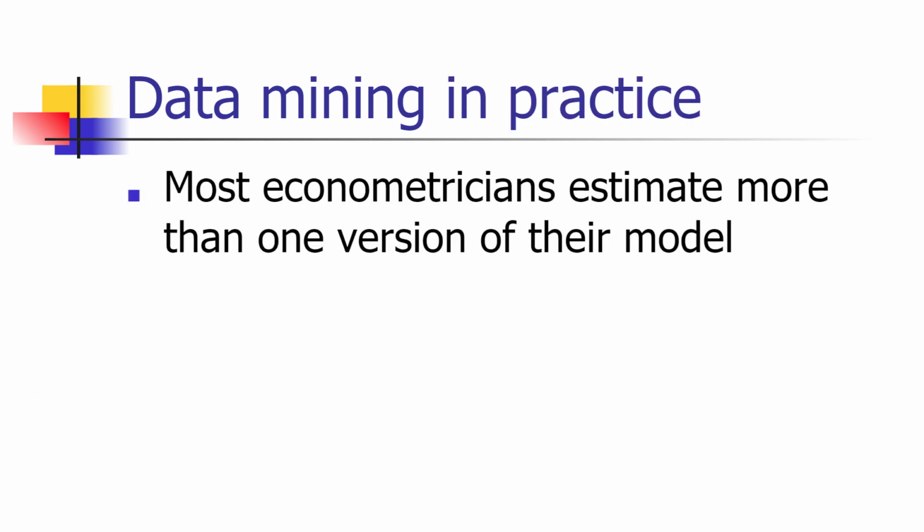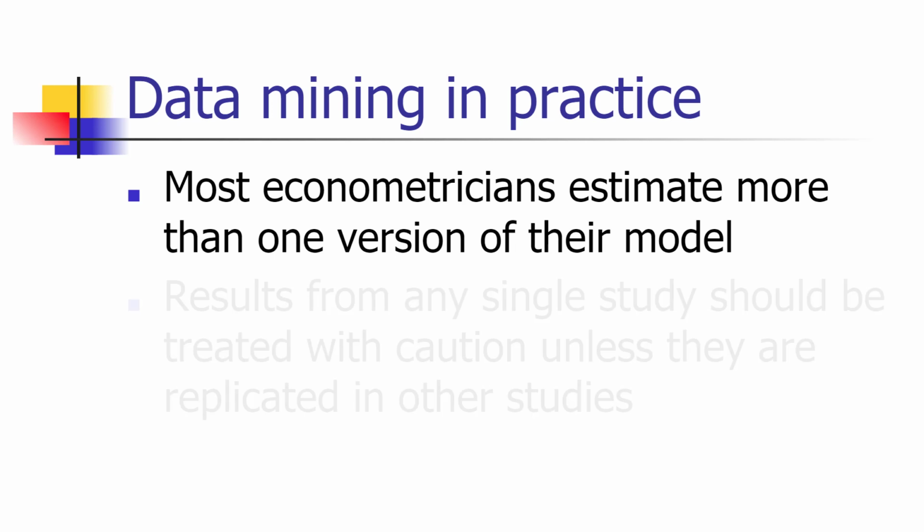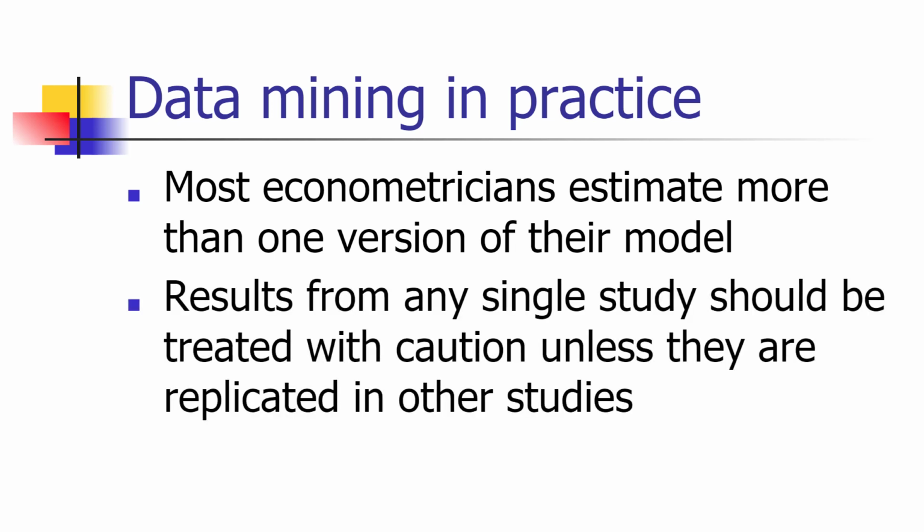However, in practice, economists generally estimate more than one version of the model, and because of that, we should be careful interpreting the results from any single study unless we see replication in other studies. There are two practices that are generally considered extremely bad by econometricians, and many statistical packages offer these as an option. One is stepwise regression with forward selection. It's a form of automated data mining.